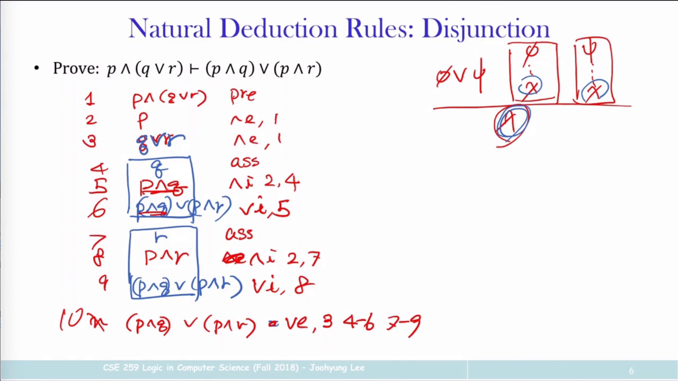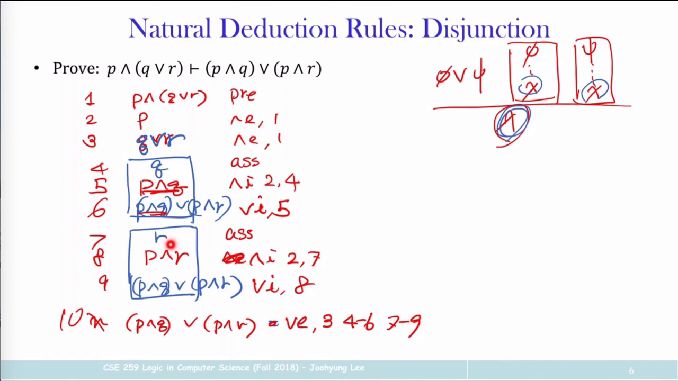Okay, so we start with the premise P and (Q or R). I can get P and (Q or R) from these premises by breaking this conjunction. Now when I assume Q, I can also derive P and Q because I already know P is true and I will also assume Q is true. And from P and Q I derive (P and Q) or something else.